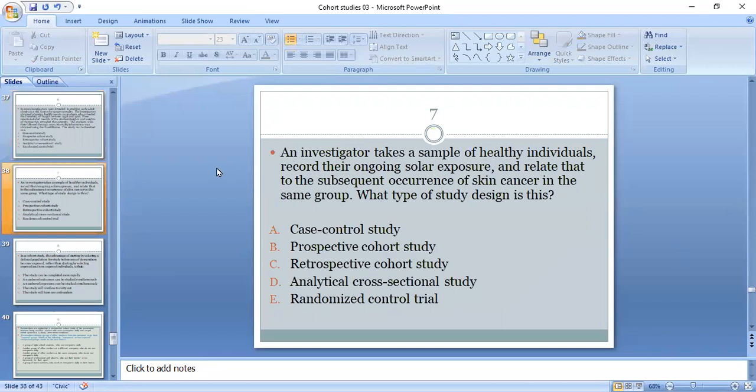Seventh MCQ. An investigator takes a sample of healthy individuals, records their ongoing solar exposure, and relates that to the subsequent occurrence of skin cancer in the same group. Which type of study design is this? Case control, prospective cohort, retrospective cohort, analytical cross-sectional study, or randomized control trial? E.